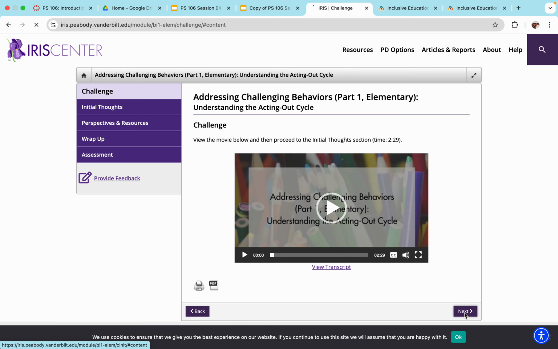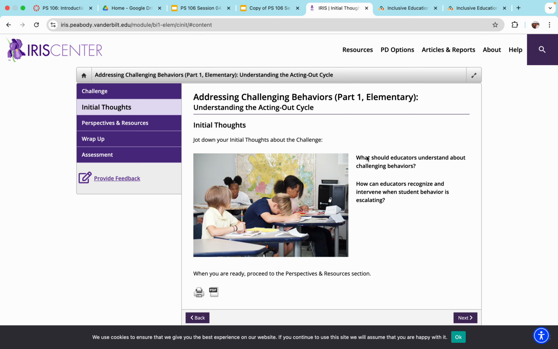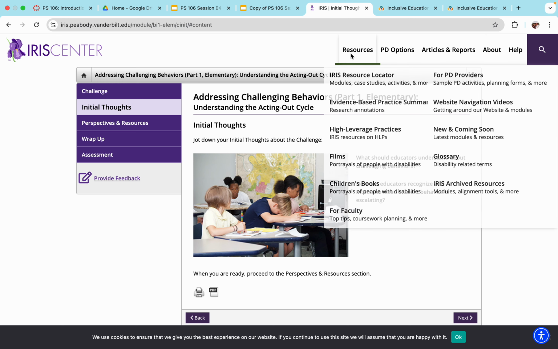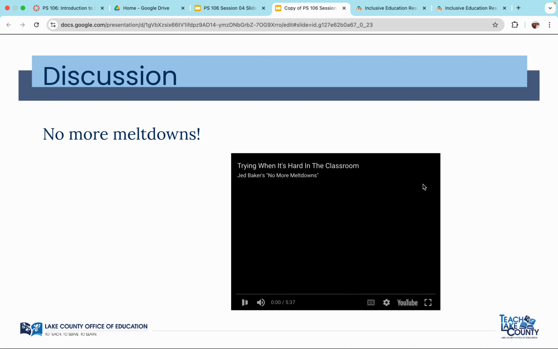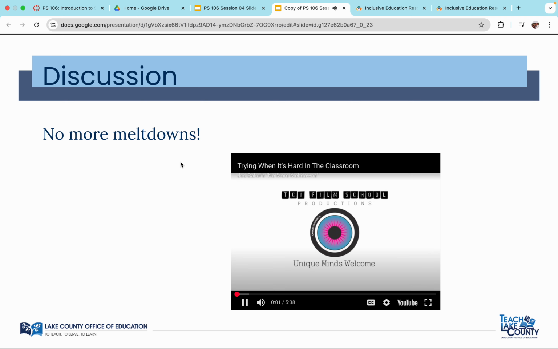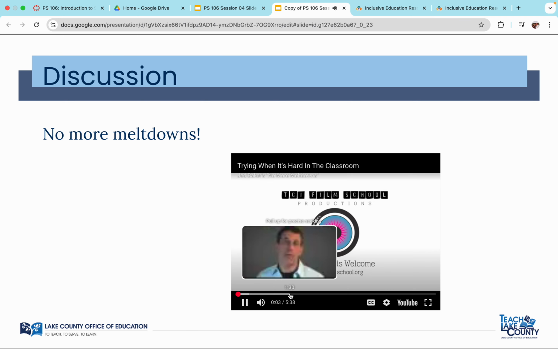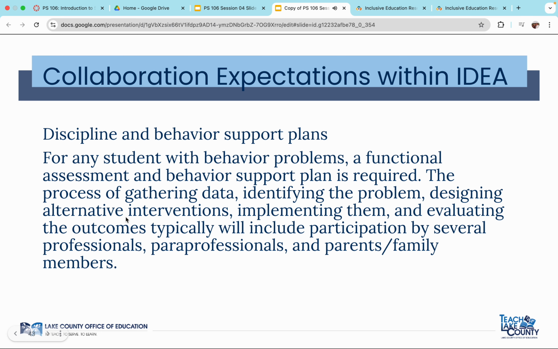Challenging behaviors, part 1. I don't know how long this is supposed to go, but there's a bunch of stuff there, so I might play around with that. No more meltdowns. Wouldn't that be nice, huh? More effectively with collaboration expectations with an idea. Discipline and behavior support systems.